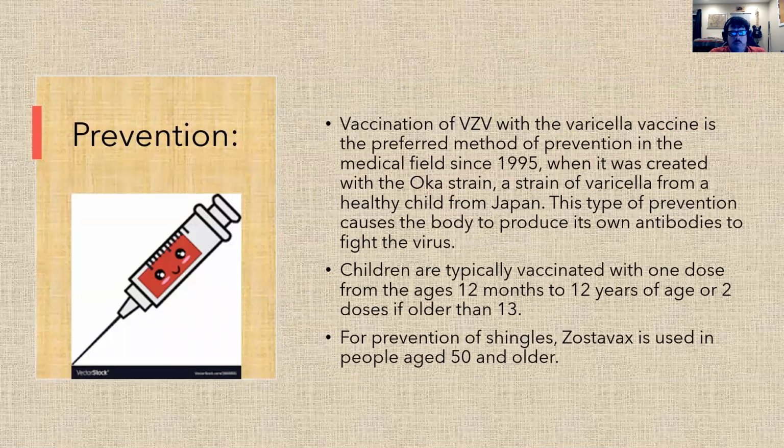Prevention of VZV, varicella zoster virus, is going to be primarily the varicella vaccine created in 1995 from the Oka strain. The Oka strain is a strain of varicella from a healthy child in Japan. This type of prevention is the best because it causes the body to produce its own antibodies to fight the virus. Children are vaccinated with one dose, just one shot, at ages 1 to 12 years of age, or they get 2 shots if they're over 13.